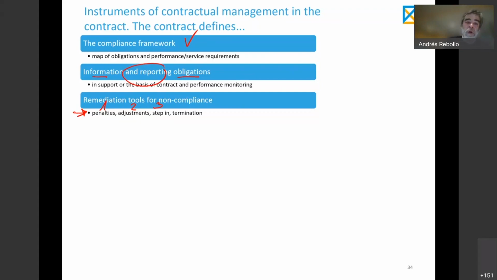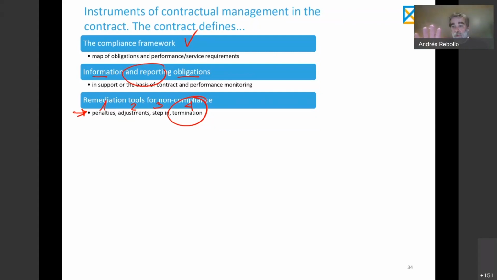And of course, what is the ultimate resource, the ultimate tool to avoid non-compliance and contract failure in terms of performance? It is early termination because of a default. So that's the ultimate resource. The resource has to be there, very clearly defined in the contract.